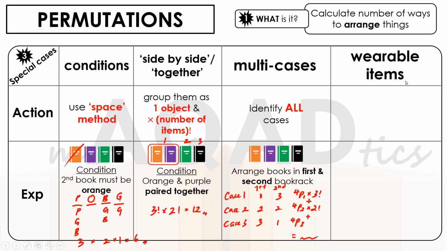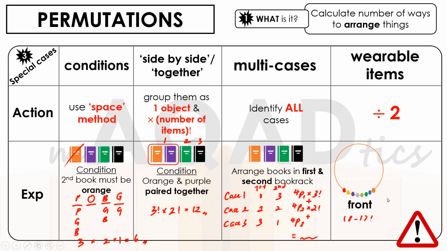And the last special case is wearable items. So this one applies for circular arrangement only. But the first 3 special cases apply for straight and also circular arrangements. So going back to this one, our action is we need to divide our answer by 2. So for example, let's say we have this bracelet and we arrange these 8 beads in a circular arrangement. So the number of ways to arrange the beads would be 8 minus 1 factorial, because we are arranging all of the beads, which are 8 of them. But here, because this is a wearable item, we need to divide by 2.